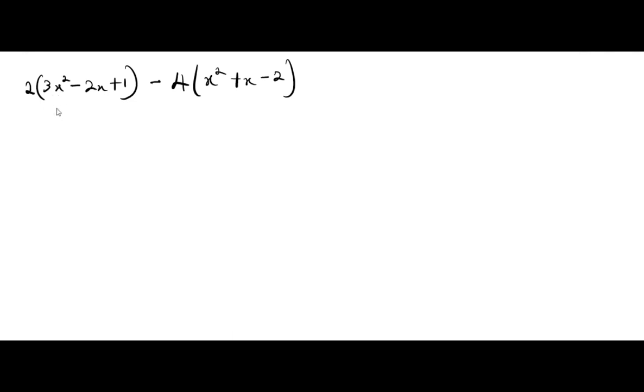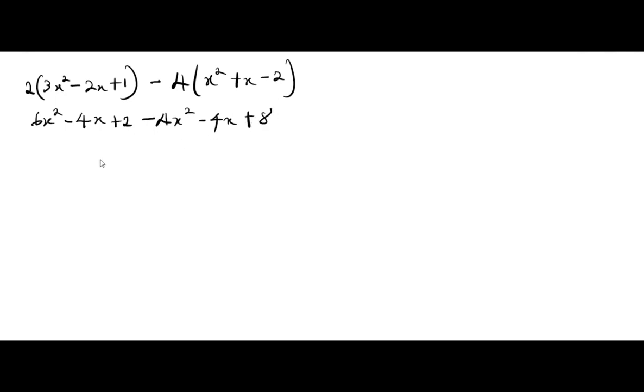So you have 2 times 3x squared give 6x squared. 2 times minus 2x will give minus 4x. Then 2 times plus 1 will give plus 2. Alright, I'll do the same thing here. You have minus 4 times x squared will give minus 4x squared. Then you have minus 4 times positive x will give minus 4x. Then you have minus 4 times minus 2 will give positive 8.